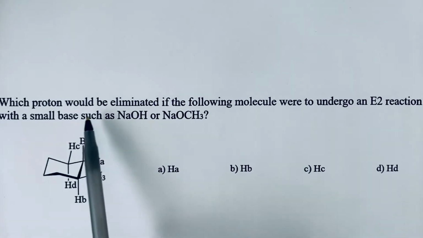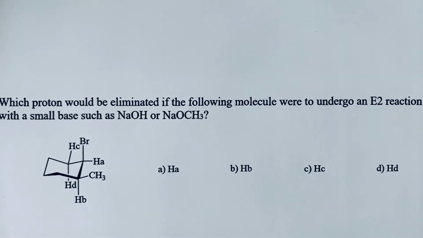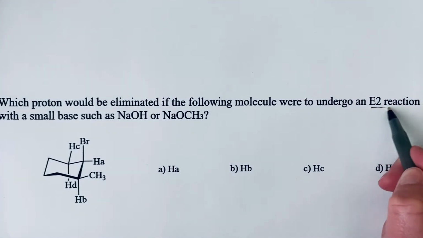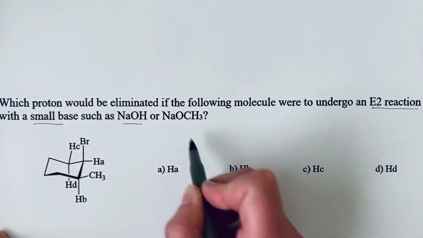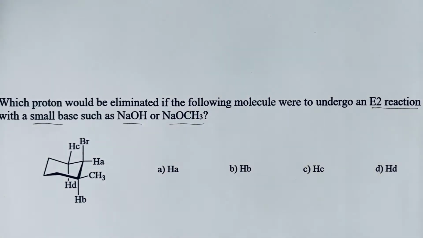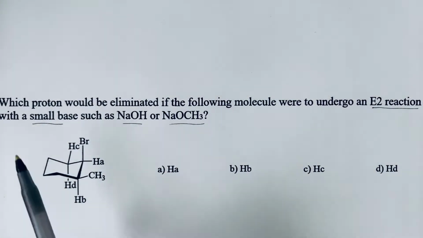Which proton would be eliminated if the following molecule were to undergo an E2 reaction with a small base such as sodium hydroxide or sodium methoxide? So we've underlined the important things we need to look at in this question.